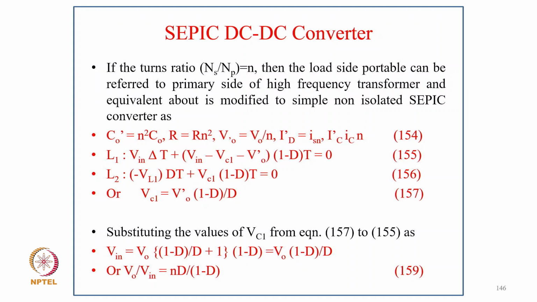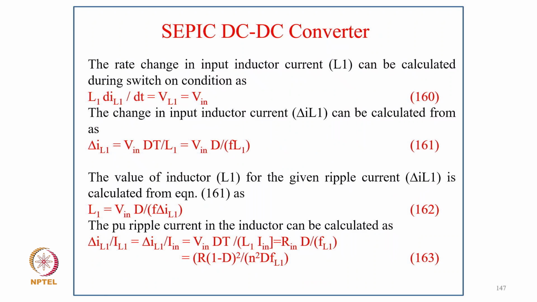Substituting the value of VC1, we get Vin equal to VO dash, 1 minus d upon d plus 1, into 1 minus d, or VO dash upon Vin equal to d upon 1 minus d, or VO upon Vin equal to N d upon 1 minus d. So the rate of change of the input inductor current can be calculated during the switch on condition. L1 diL1 upon dt equal to Vin. So the change in the input inductor current delta IL1 can be calculated from delta IL1 equal to Vin dt upon L1, equal to Vin d upon f L1.